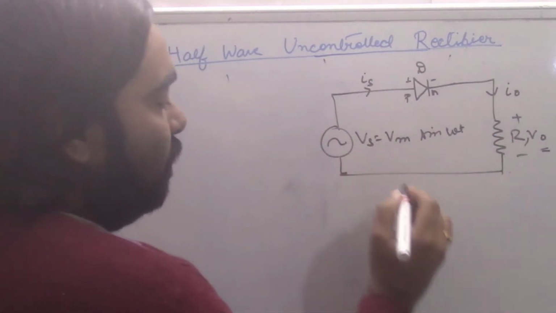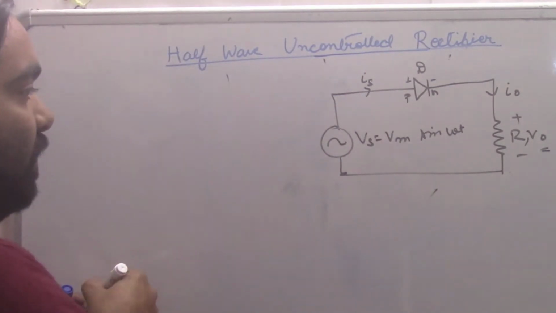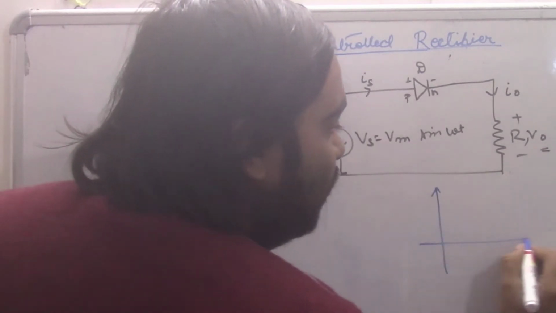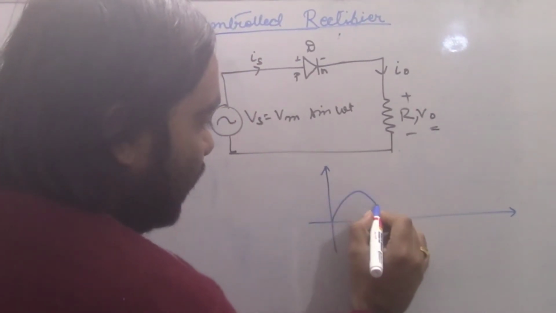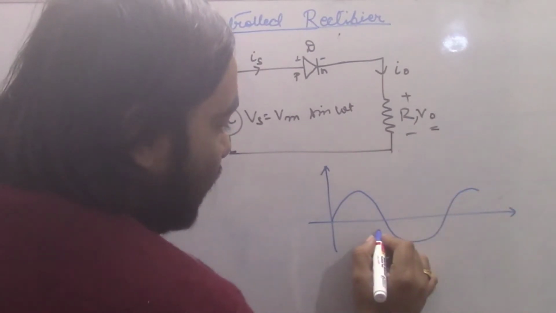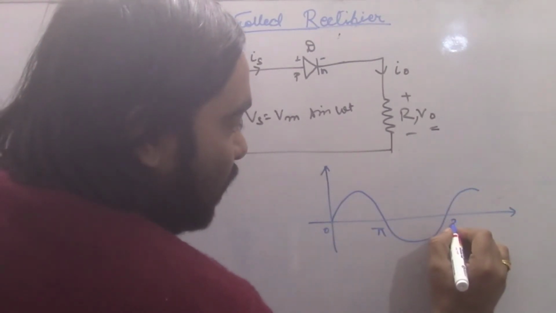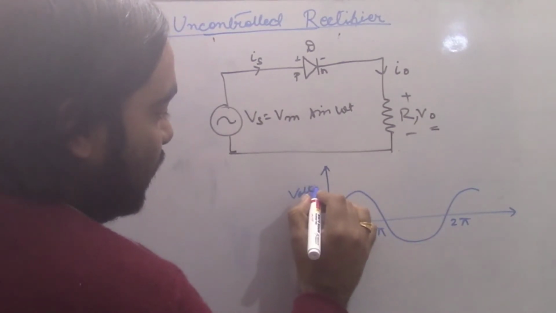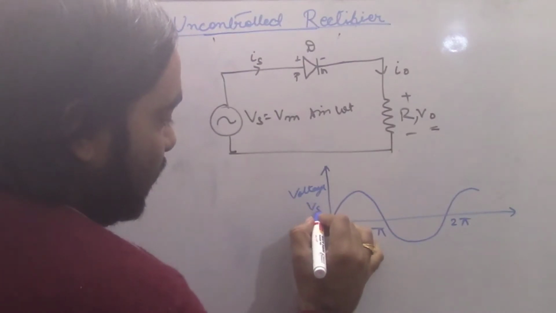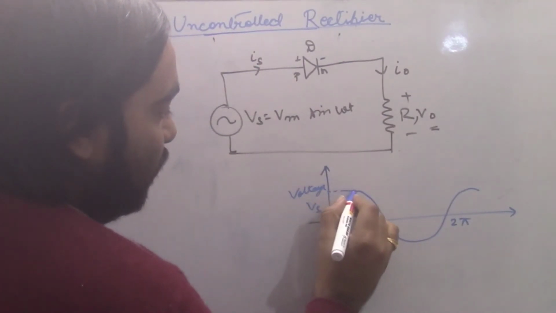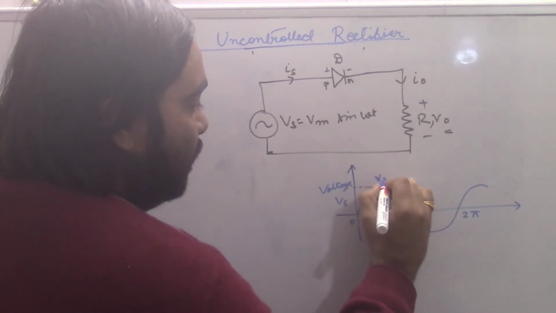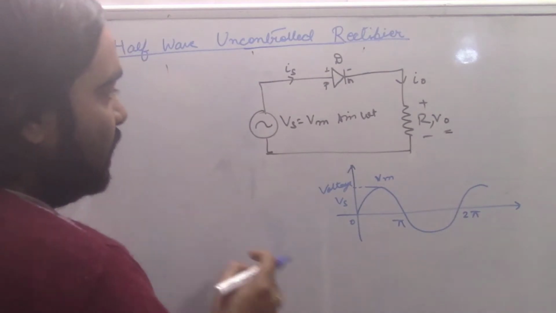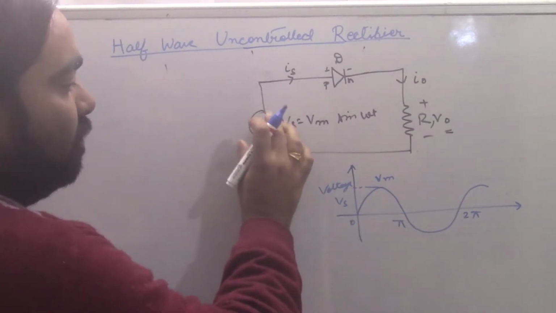The input waveform will look like this. The AC supply is a sinusoidal supply like this, from 0 to pi to 2 pi. This is the supply voltage Vs, and this is the maximum value Vm. And the next step is we supply the voltage.